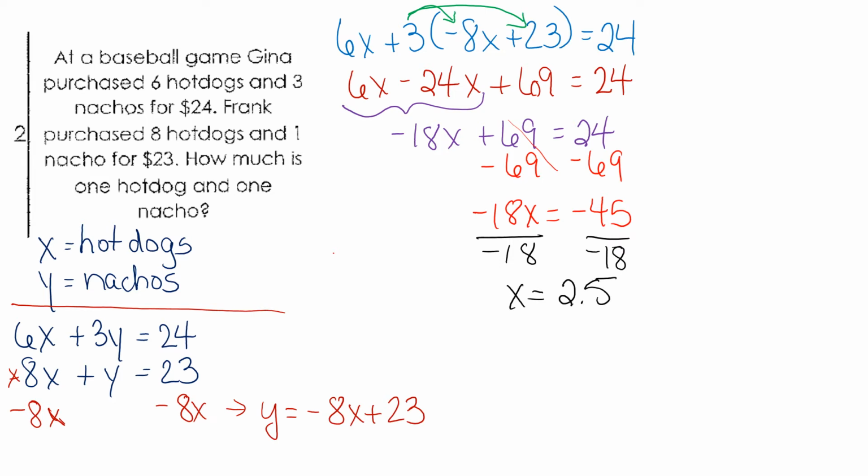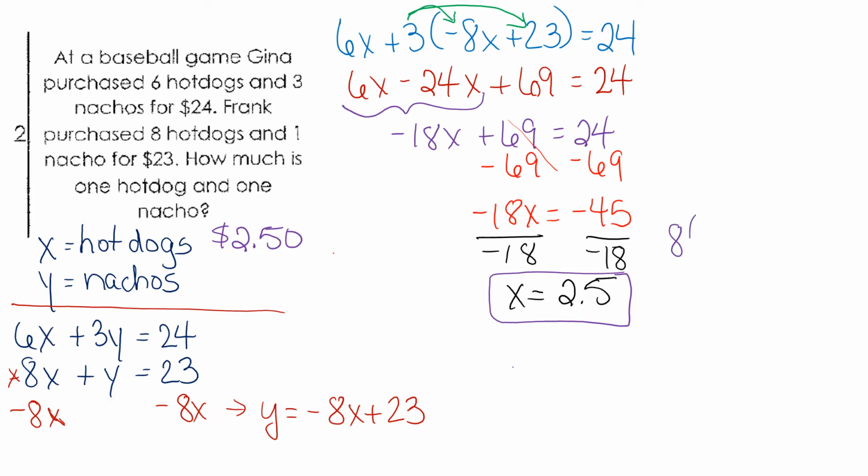Now you need to realize that that answer of 2.5 is representing a value of money. So when you think about your hot dog cost, that is $2.50 when you're thinking about what it actually represents. Once I figure out what the X equals, I'm ready to substitute in and figure out what Y equals. So I'm going to take that bottom equation again and plug in my 2.5 in for the X.